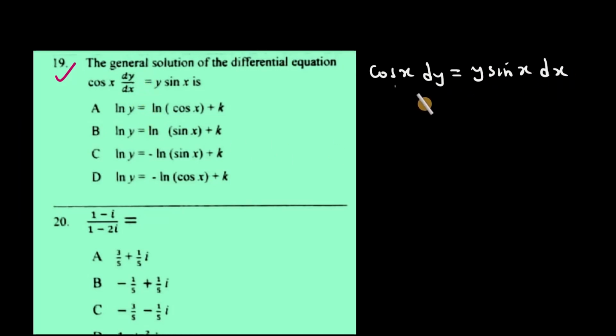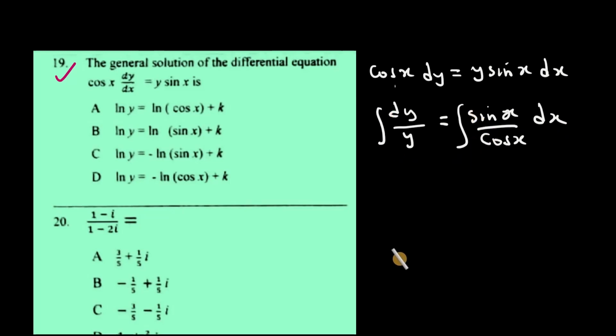Now dividing both sides by cos x and y, I am going to have dy over y equals sin x over cos x dx. Now I integrate this side with respect to y, and this side with respect to x. Recall that the integral of f'(x) all over f(x) dx is equal to ln f(x) plus constant of integration. That means if the function at the numerator is the differentiation of the function at the denominator, the integral will be the ln of the function at the denominator.